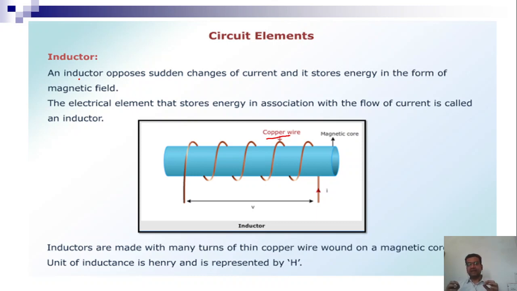The inductor is nothing but a basic conducting material. If you take one wire and make it into turns, wound wire, we can call it a basic inductor. What is the unit for the inductor? It is called Henry, and it is represented by H.